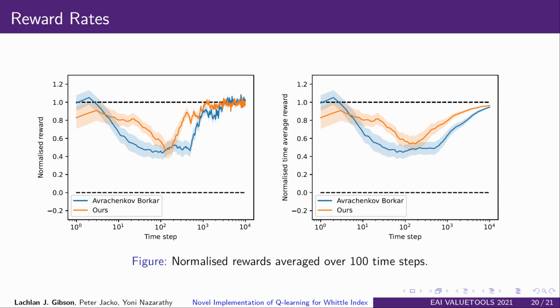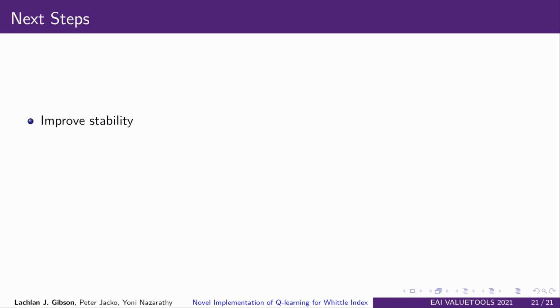Looking at the average normalized rewards on the left and the cumulative rewards on the right further demonstrates the performance difference in this particular example system and control parameters. More work is required to further explore the differences in methods, as well as optimize our new implementation. Specifically, we wish to improve the stability of our method so that the Whittle index and policy estimates are less noisy. We want to formally prove that the method converges under similar requirements to Avrachenkov and Borkhar's method. We want to compare methods under a broader range of systems.